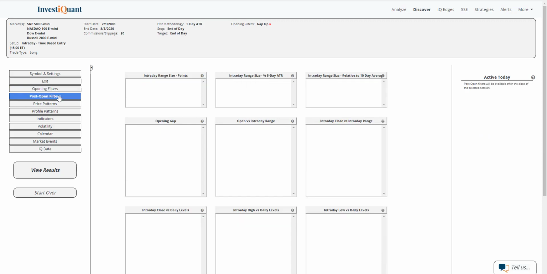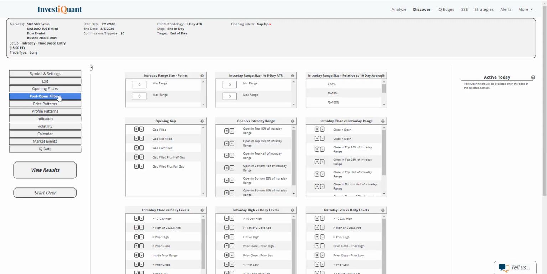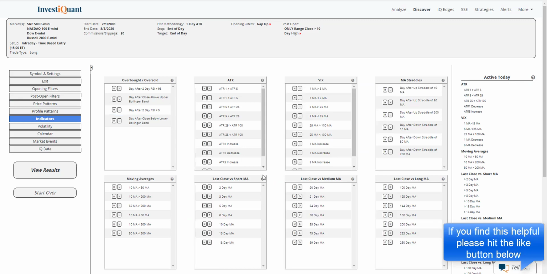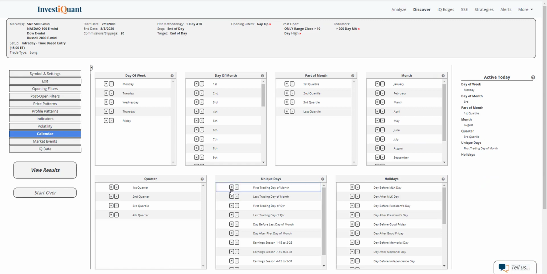And then I'm going to go into the post-open filters and say that at 3 p.m., it is trading at a 10-day high. So to do that, I can come to this intraday close versus daily levels, and that means the intraday close as of the intraday time. And since I'm using 3 p.m. Eastern Time, that's going to reference a 3 p.m. Eastern Time price there. And if it's above the 10-day high, so that is currently true, and I'm expecting that to be true at 3 p.m. And then I'm going to go into indicators, say that we are above a 200-day moving average, and then lastly, I'm going to add that it is the first trading day of the month, and hit view results.